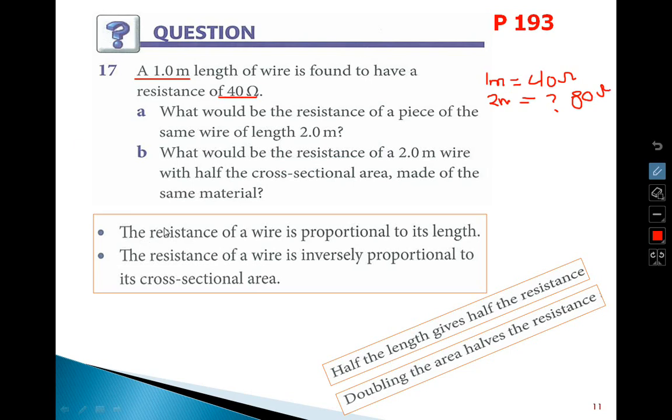So keep in mind, the resistance of a wire is proportional to its length. We mentioned that half the value of the length gives half resistance. So if we double the length, we have double the resistance. So we answered the first part: what would be the resistance of a piece of the same wire of length 2 meter?